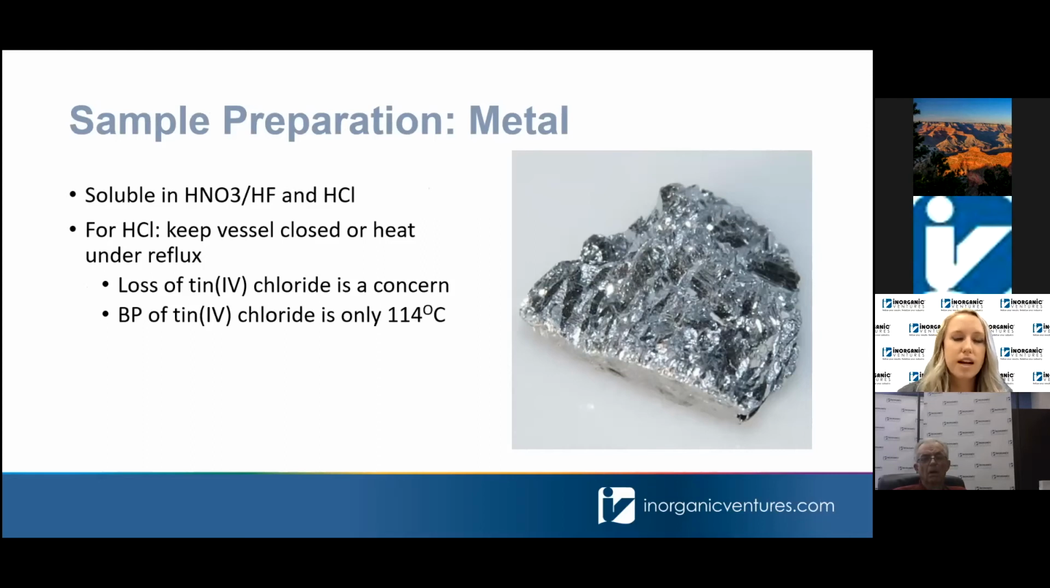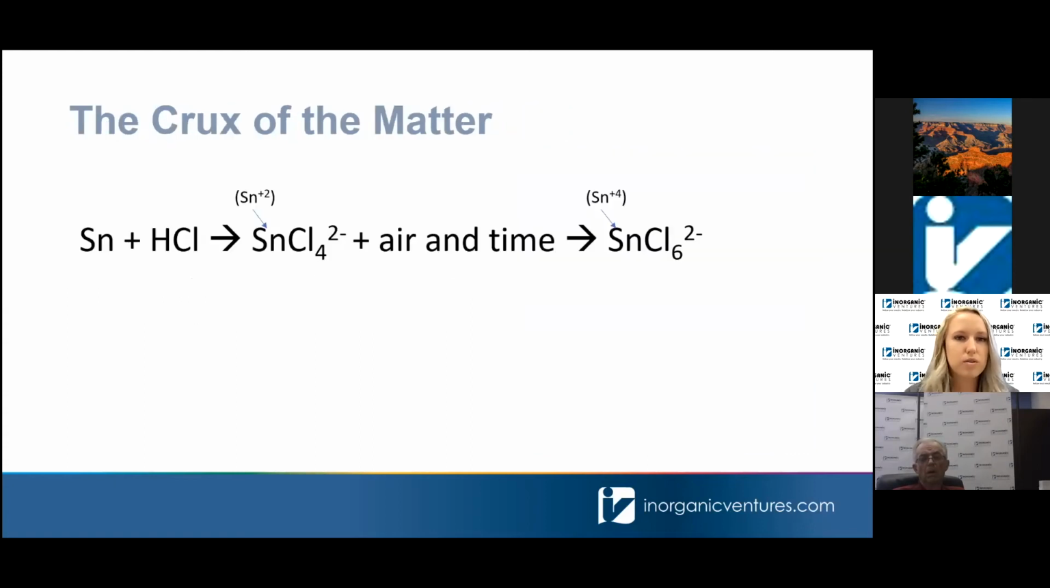But if you are using hydrochloric acid, you're going to want to make sure that you keep a closed vessel and heat that under reflux, because the stannic chloride has a really low boiling point. It's only about 114 degrees Celsius. So you're going to have loss of tin if you don't keep a closed vessel. I'm going to turn it over to Paul to talk a little more about the chemistry of tin in HCl.